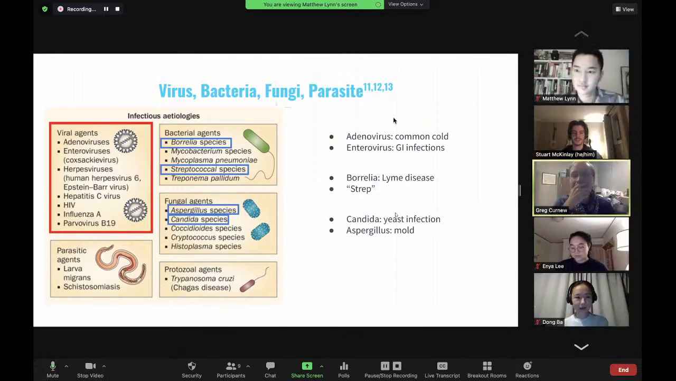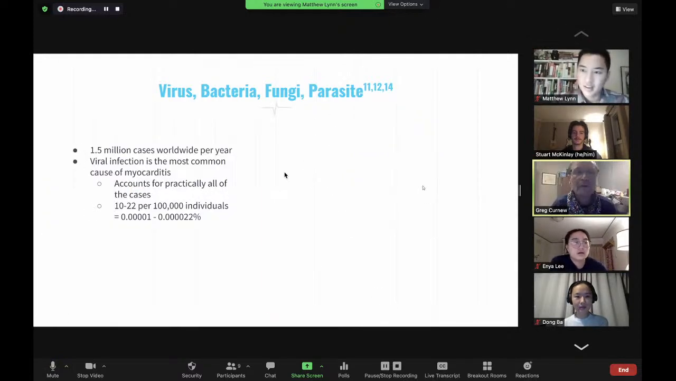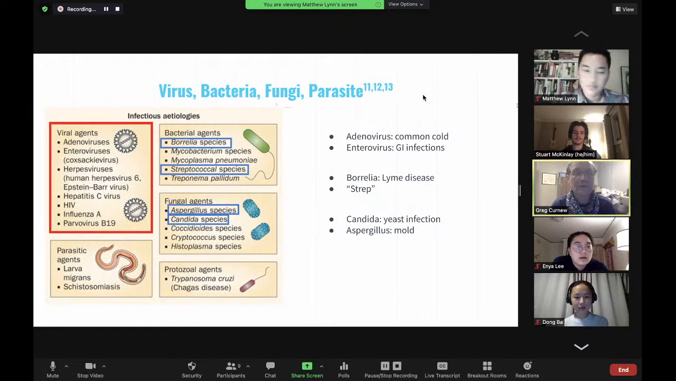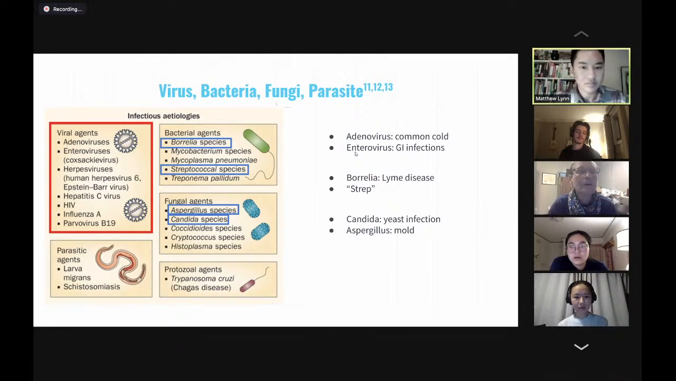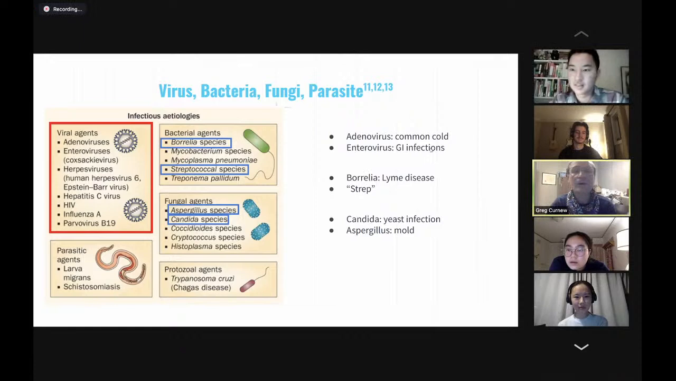Matthew, is anyone taking on this section? This is viruses, bacteria, fungal, and parasites here. I'm not sure actually who's taking this section. Okay, so let me give it a go over here.